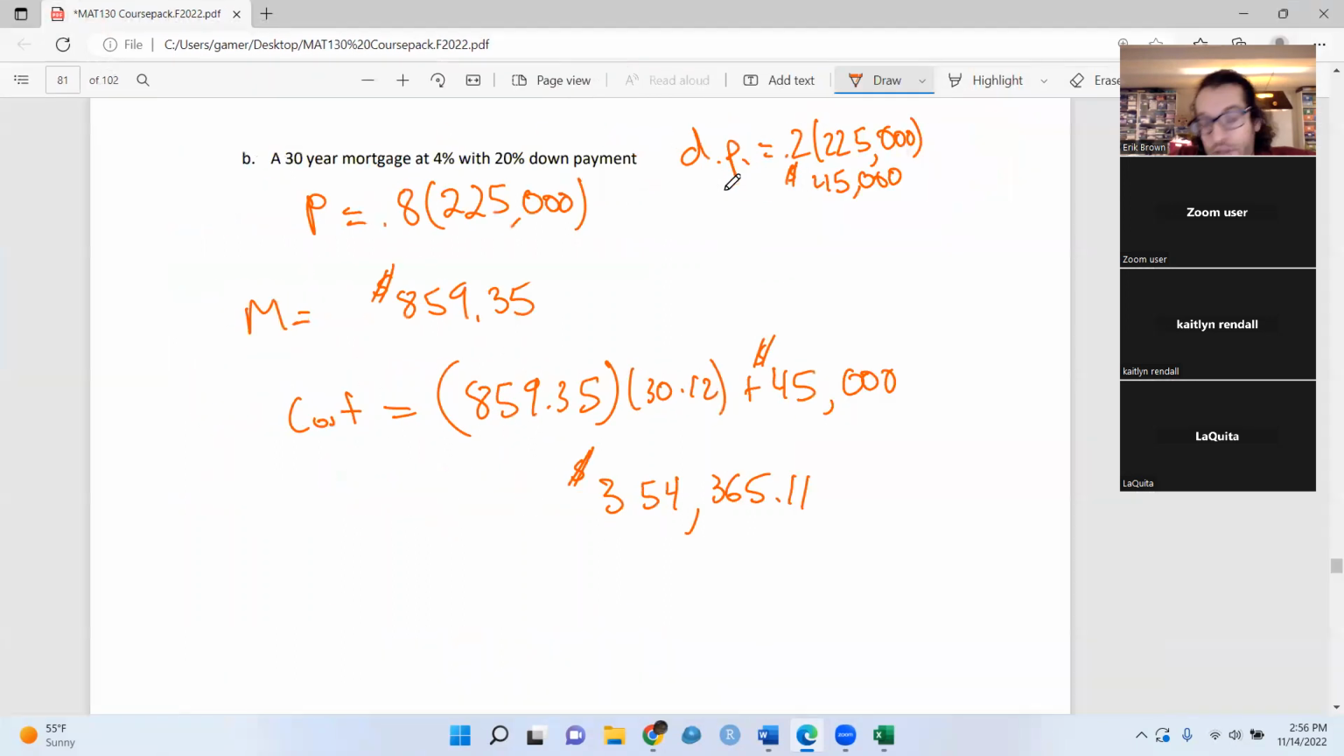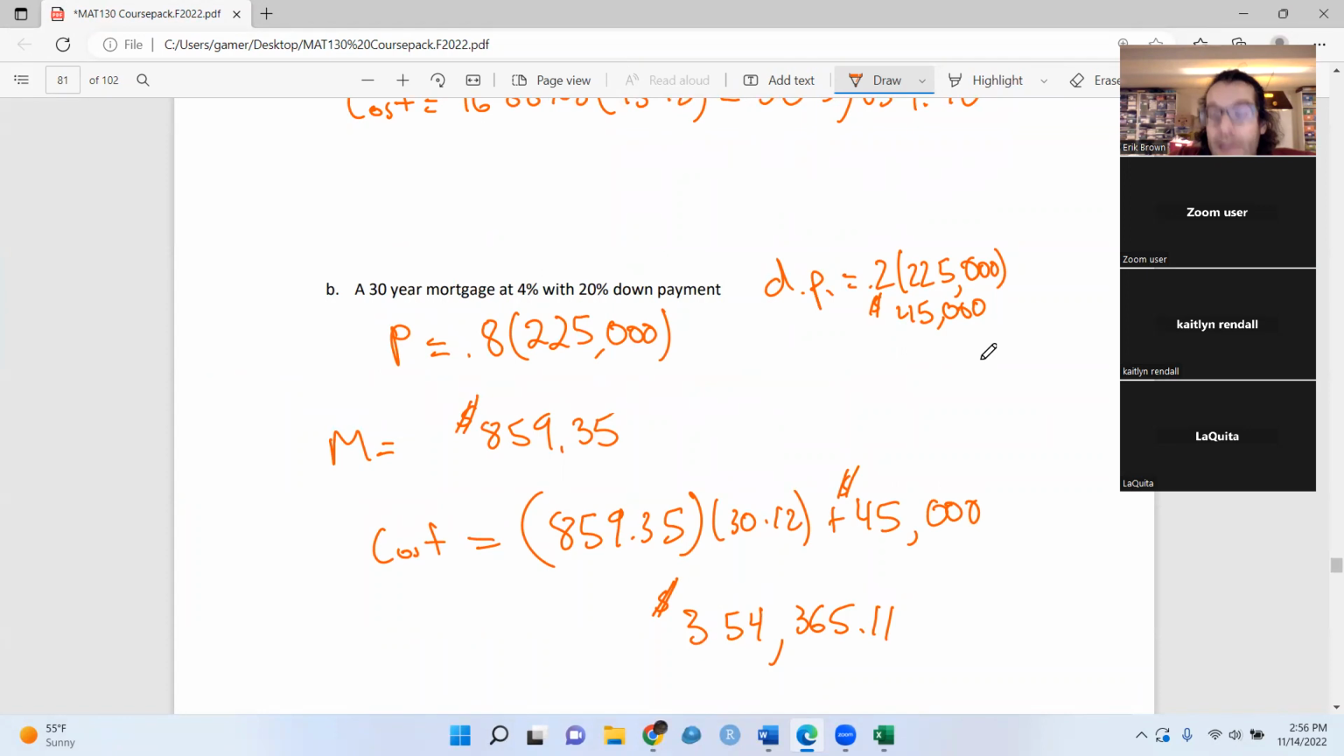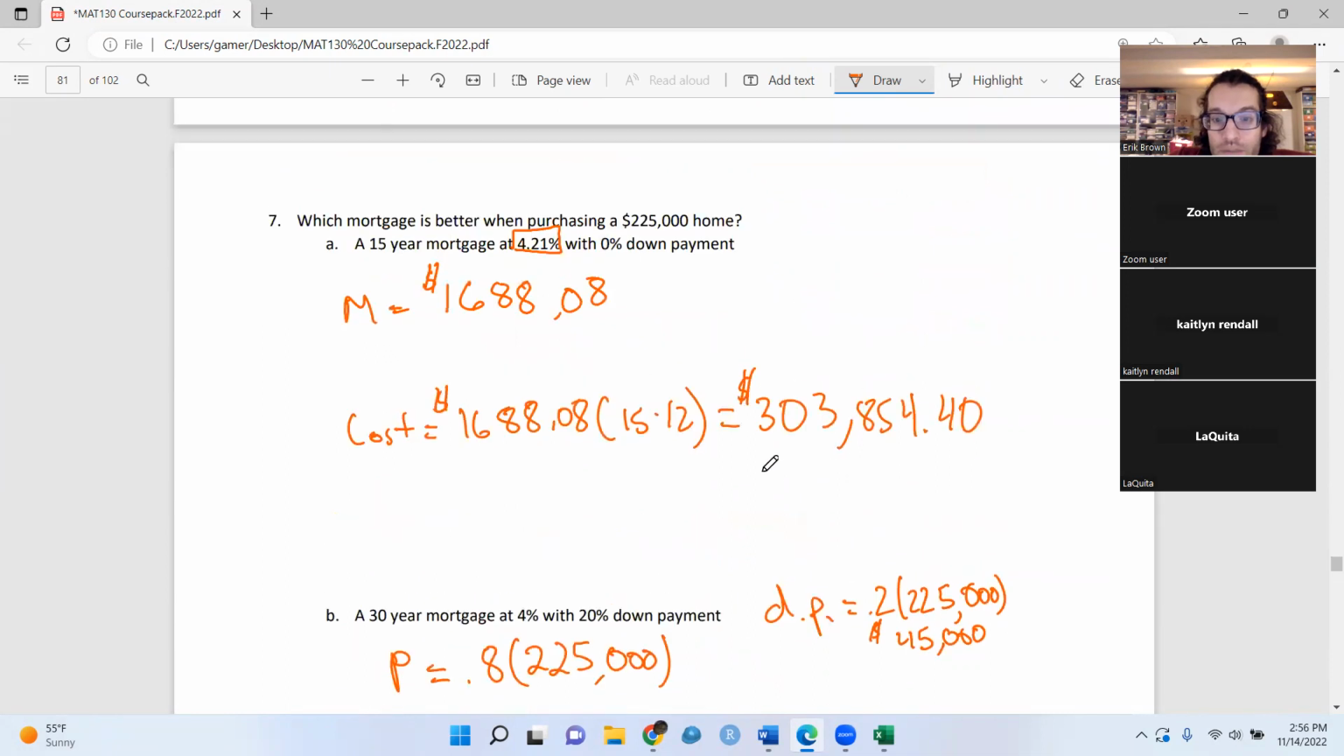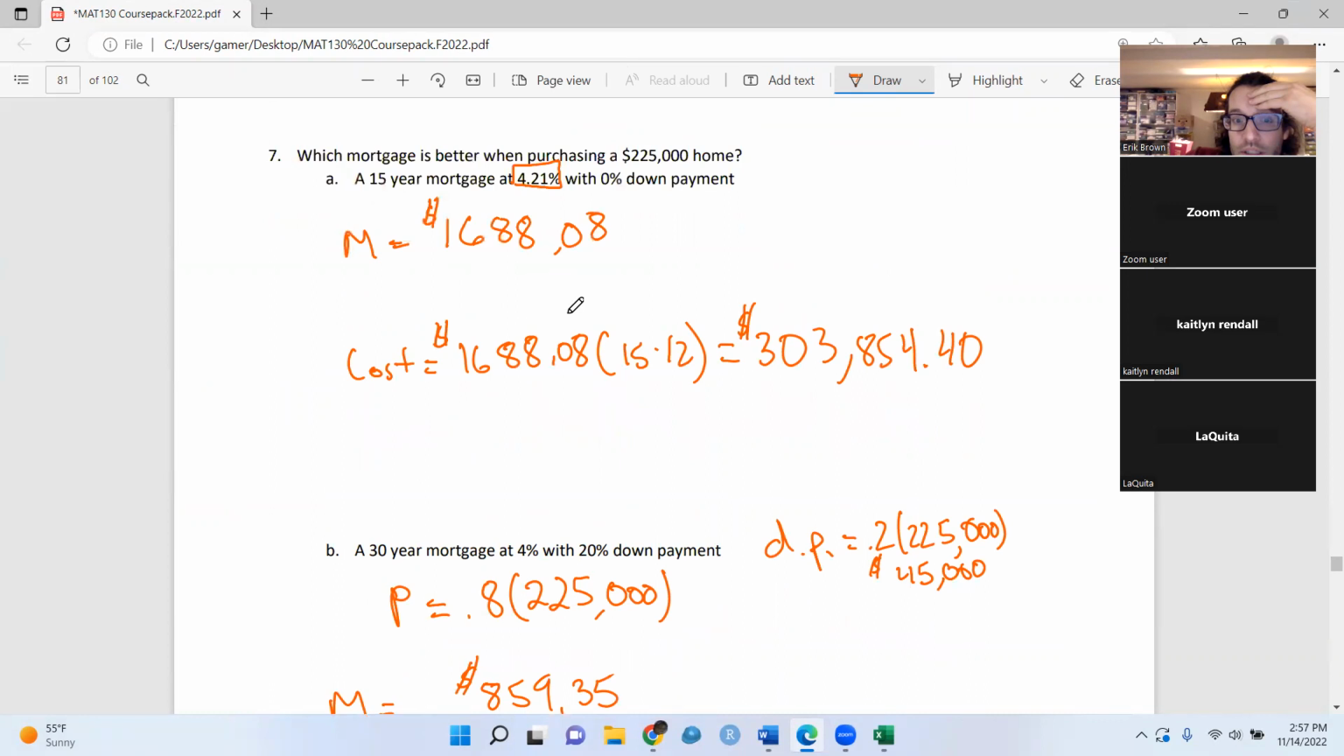So here's some things to think about. We had to have $45,000 cash up front to get this loan. Our monthly payment is very reasonable, I think, in this day and age. It's not too terrible of a monthly payment, but we end up paying quite a bit over the full lifetime of the loan. Whereas with this one, we had $0 up front. We have a much higher monthly payment, almost double, right? $859 versus $1688. Yeah, almost double. Not quite. But which is a difficult thing. Our monthly budget might not be able to handle that. But then we have much less payment over the lifetime of the loan, and we're paying it down in half the time.